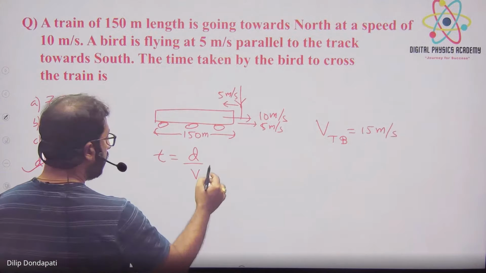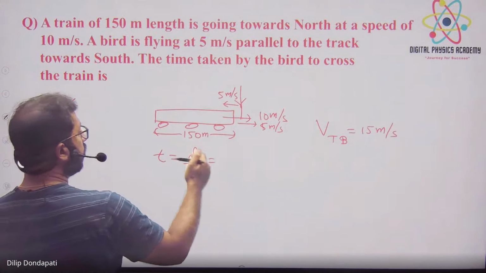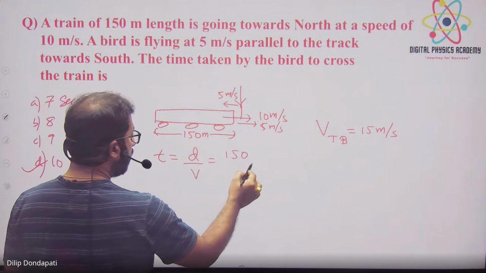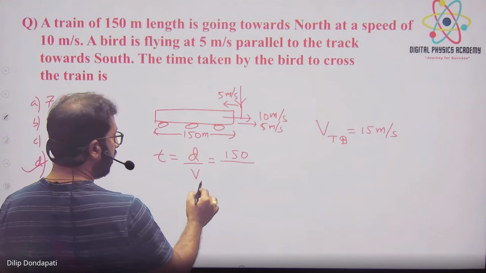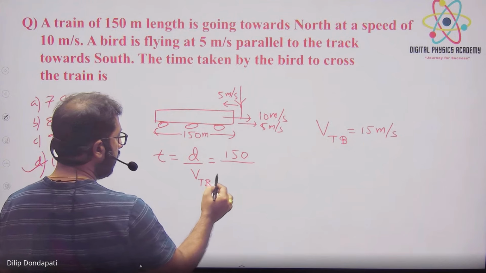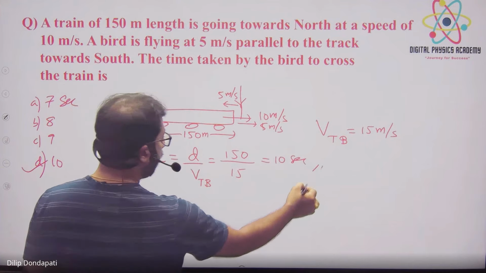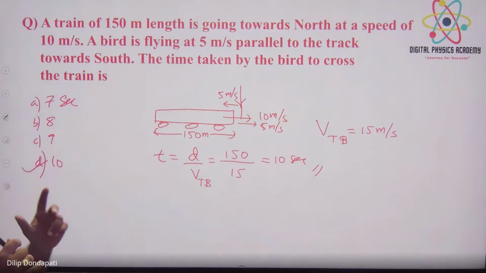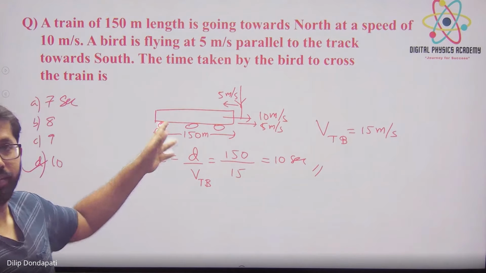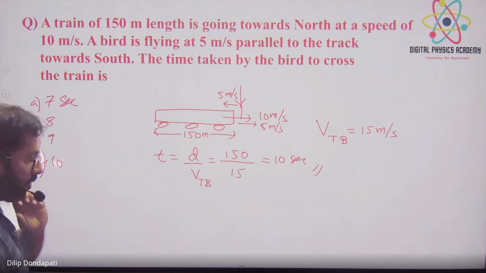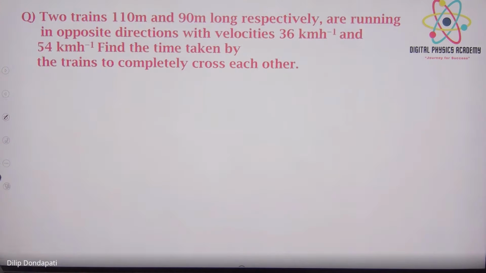Okay, now how much distance does it have to cross? 150 meters upon the speed. What speed? Velocity of train with respect to bird is 15. So it is 10 seconds. Good. 10 seconds is the answer. Both are coming, so relative velocity has to be used. You cannot use the velocity of just one. OK, now try.